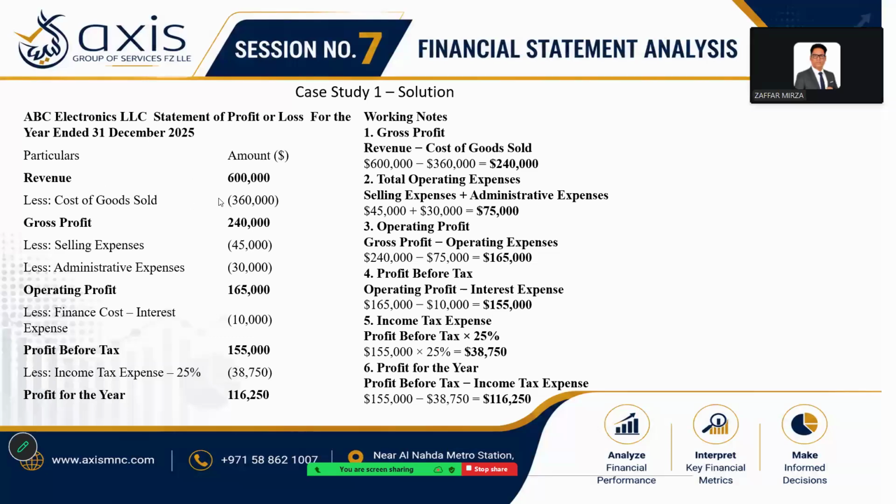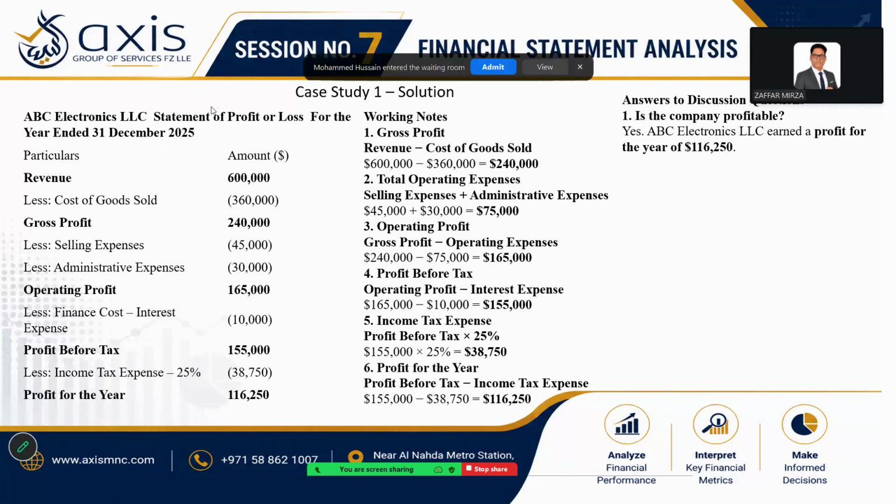Revenue minus cost of goods sold, you will get a gross profit. Minus selling expenses minus administrative expenses, you will get an operating profit. Less finance cost, then less income tax, you will get the profit for the year. All of you, the format. No shortcuts. For every problem, you need to complete the template.